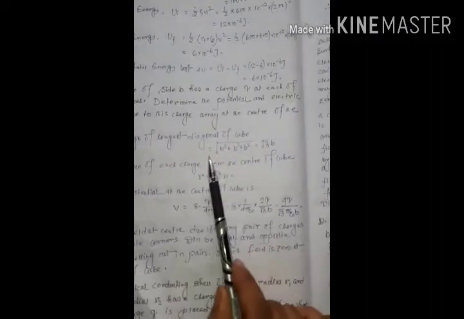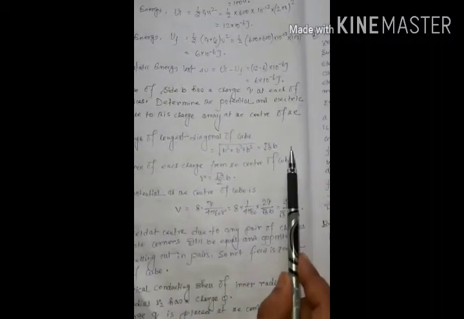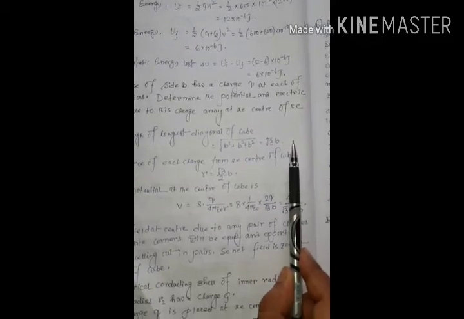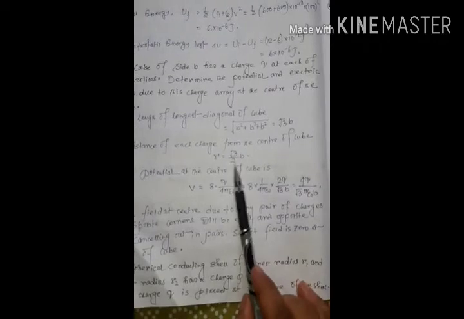Okay, so therefore the length of the longest diagonal of the cube is given by the square root of b squared plus b squared plus b squared, which equals root 3 b, where b is the side length of the cube. Now the distance of the center from every vertex is half of this length of the longest diagonal. So therefore r = (root 3 / 2) b.